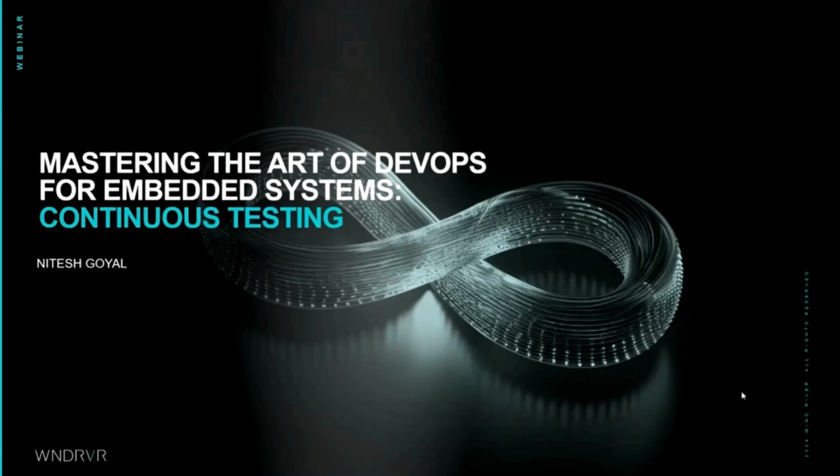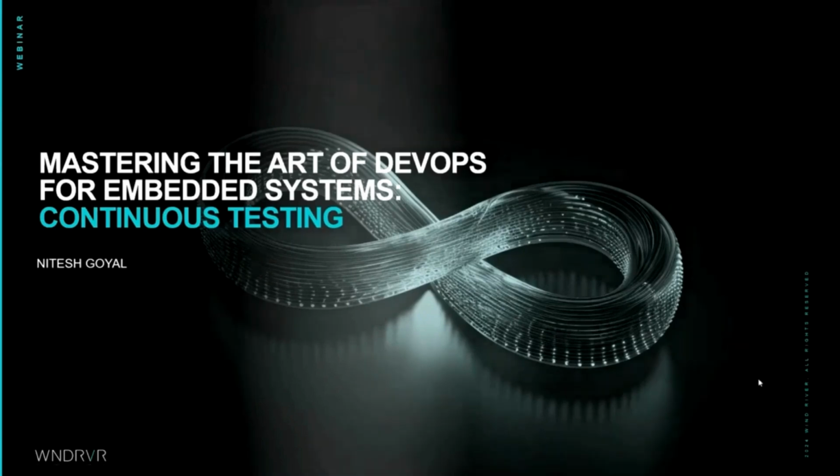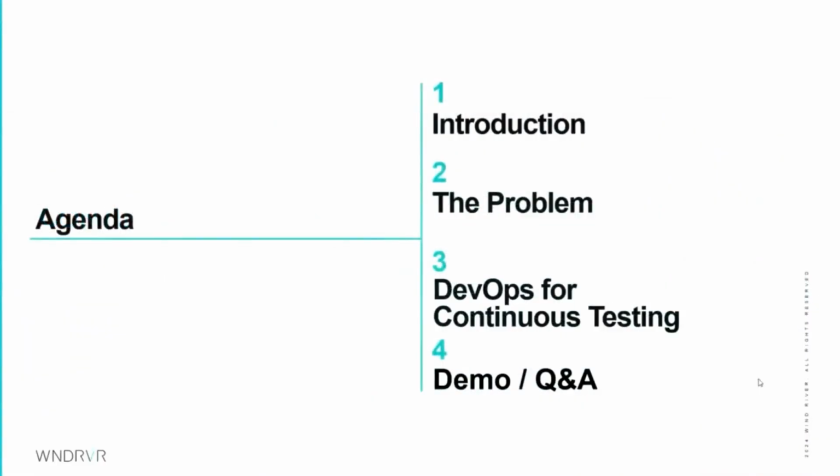in the new age. So, in today's session, we'll explore the challenges that traditional testing methods present in the embedded space. We'll delve into the core principles of DevOps and how they can be applied to streamline the development and testing process for embedded systems. By the end of this webinar, I hope you'll gain Wind River's perspective on implementing continuous testing to improve the quality, efficiency, and reliability of your embedded system development. So whether you are a seasoned embedded system developer or just starting on your DevOps journey, this webinar should be for you. So let's get started.